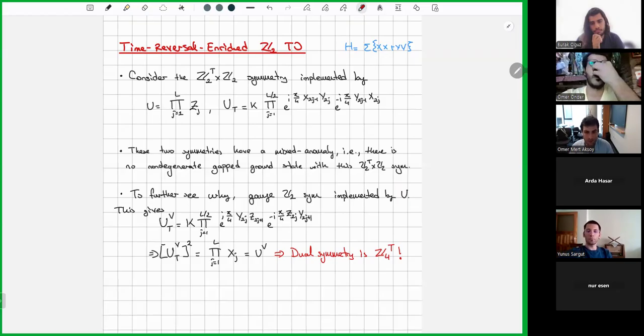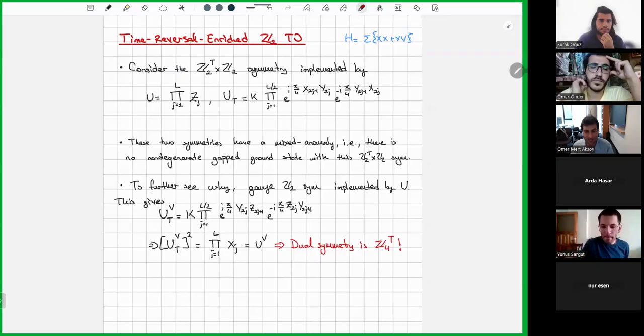But to see why these two Z2 symmetries have a mixed anomaly, I can gauge the Z2 symmetry implemented by U. And the gauging map is fairly simple, but it gives me this dual time reversal operator. Notice that if I gauge the Z2 symmetry implemented by the product of Z's, the terms in the exponents are not invariant, so I will need to do a minimal coupling, all the things that we had done. But if you follow it through, you get another operator, which is instead of xy, yx, it is yz, zy. It doesn't look like a big change, but actually it is.